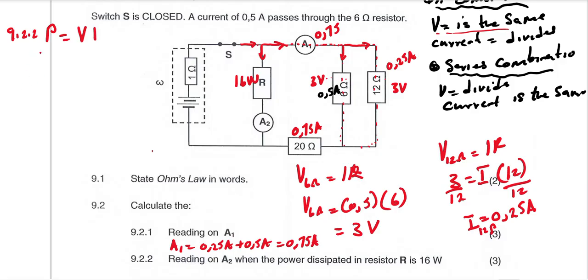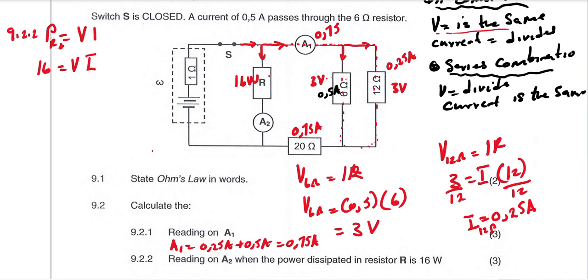Our P is 16, or let's say P of R ohm. 16 is equal to what's our voltage? We don't know our voltage. And then what's our current? Don't know. But what do we know?